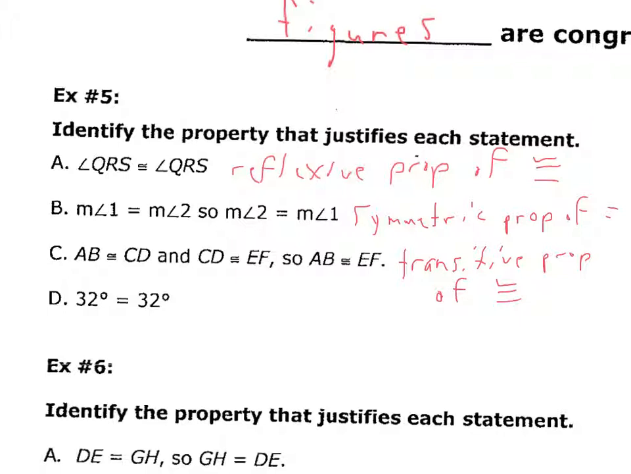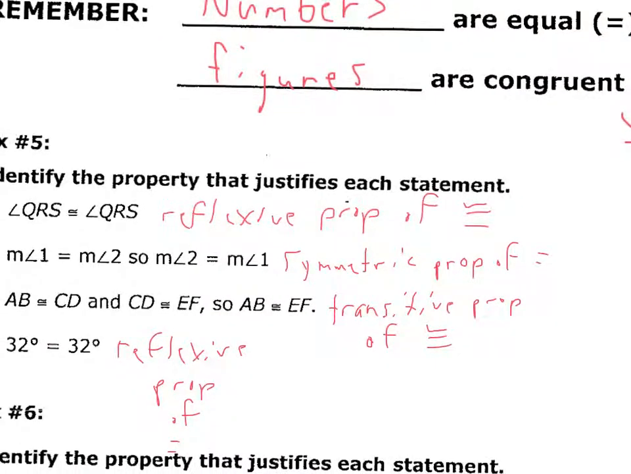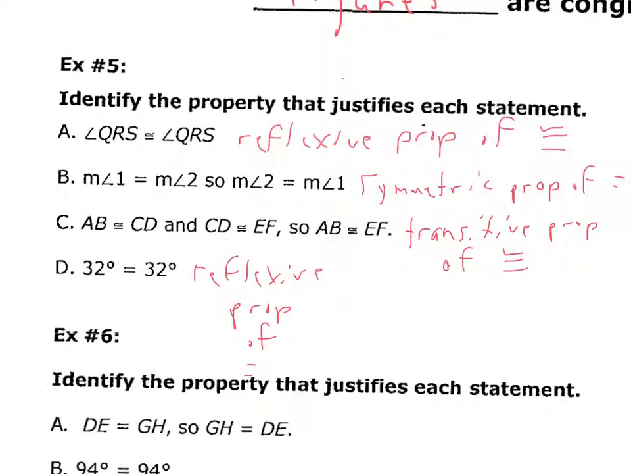Okay, and then once again, I will spend some more time on this. Okay, and last one, 32 degrees equals 32 degrees. Well, it's just something that's equal to itself. So once again, we have the reflexive property of equality. Okay, so reflexive property. Okay, so you'll notice on each of these, some of them are congruent, some of them are equal signs. Okay, so remember, numbers are equal and figures are congruent. Okay, so be aware of that.